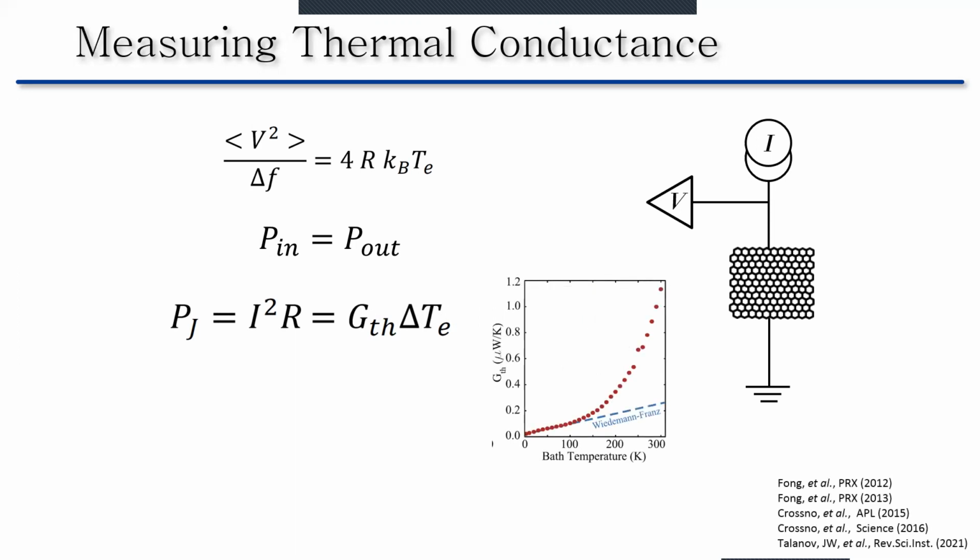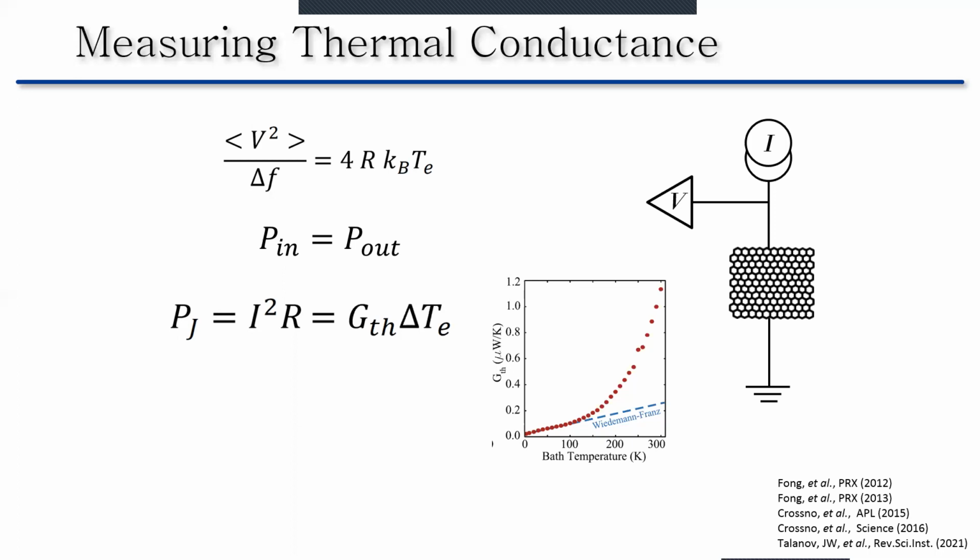If you measure this thermal conductance as a function of the bath temperature, then what you can see is that up to a temperature of about 100 Kelvin, the extracted thermal conductance goes as the Wiedemann-Franz expectation, which means that it's governed entirely by electronic diffusion. And as far as I know, that's unique to graphene.